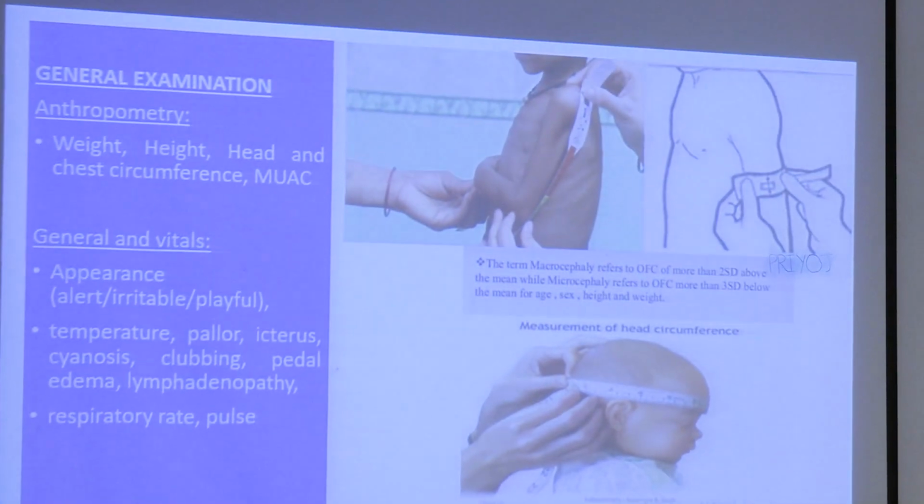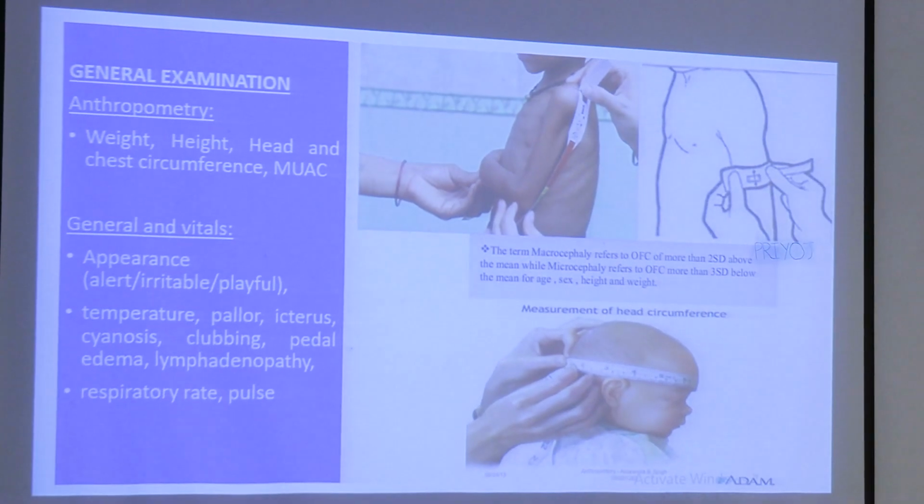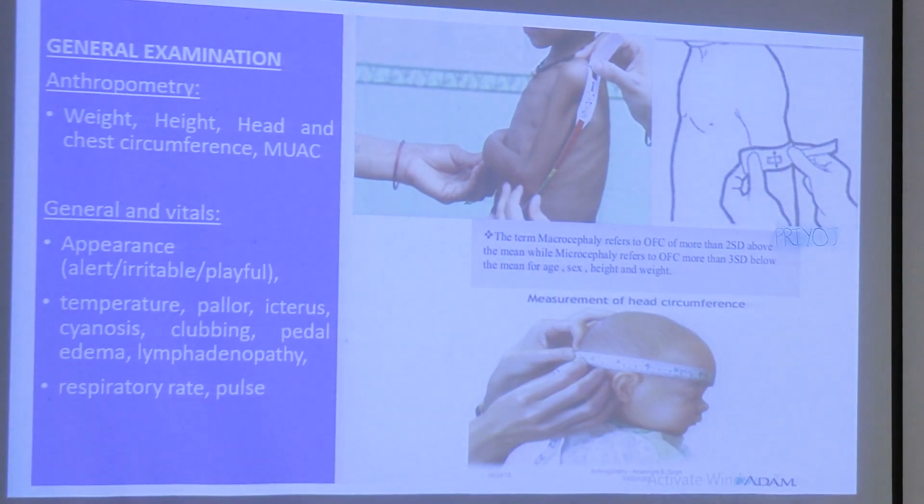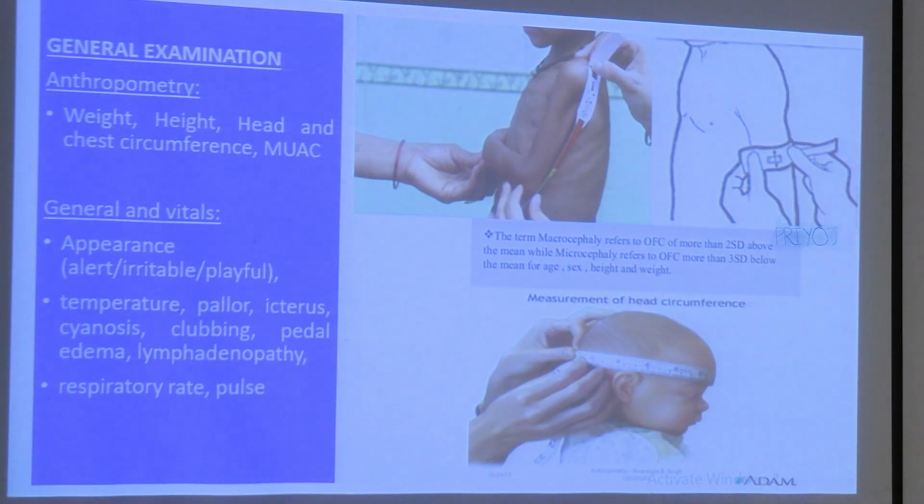Now the general examination, what is that? There is the weight, height, head and chest circumference, MUAC, as we already saw. MUAC is the mid-upper arm circumference, which is measured by Shakir Tape. Then there are the generals and vitals like appearance. What is the child appearing to be? Alert, irritable, playful, or lethargic. Any temperature present in the child, high temperature. Then pallor, icterus, cyanosis, clubbing, pedal edema, lymphadenopathy, respiratory rate, pulse.